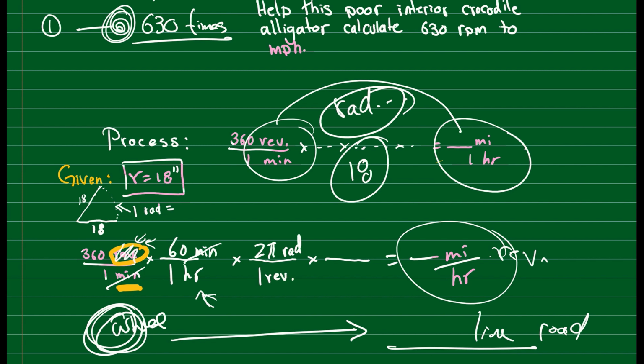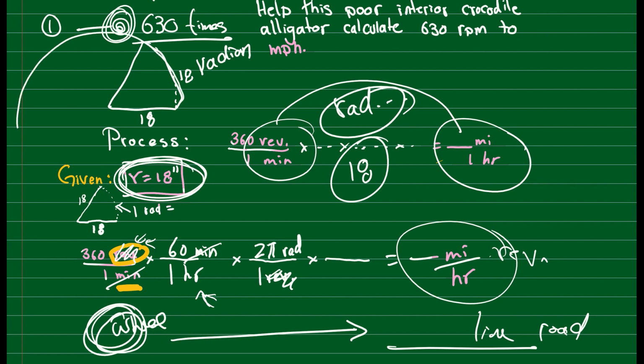Now notice that the revolution units will be gone, and now we only have hours and radians on the top. So the radians, we want to convert into something other than radians. The only thing that we know is that the radius is 18 inches. Well, if we know that the radius is 18 inches, check this out. If this is 18 inches, let me rotate this one until this becomes 18 inches, and I just formed an entire radian.